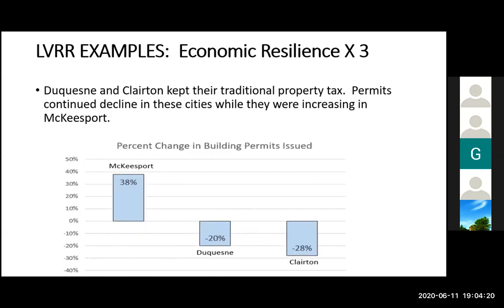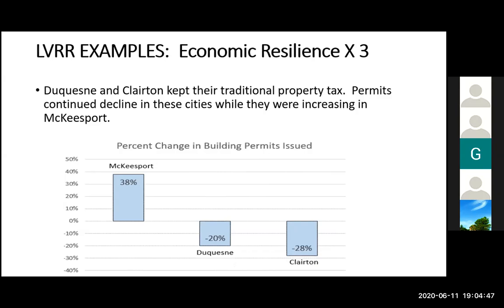Duquesne and Clairton kept their traditional property taxes in place, and building permits continued to decline in these cities while they were increasing in McKeesport. And again, these cities are subject to the same economy. They're in the same region. They're all manufacturing cities. I think this is a pretty clear case that it's the property tax change that helped McKeesport come around.